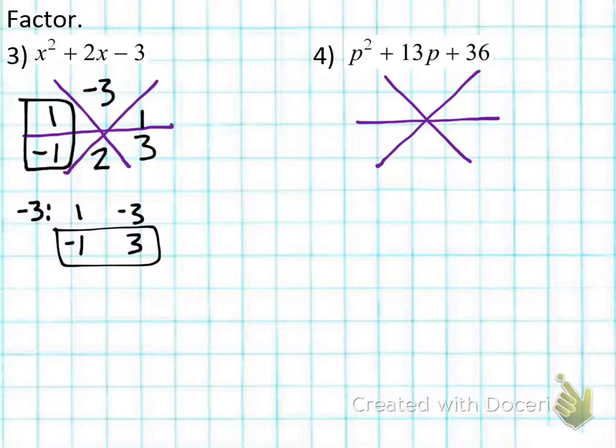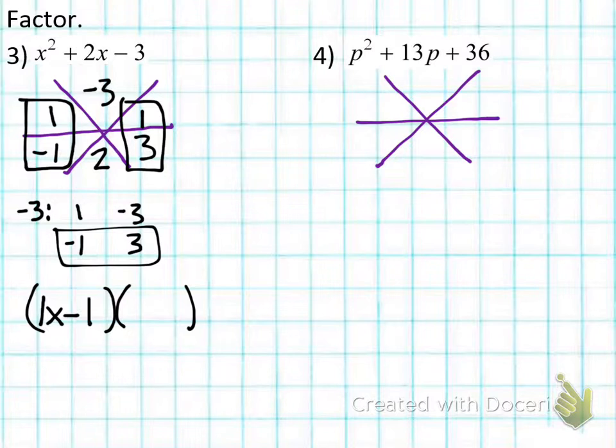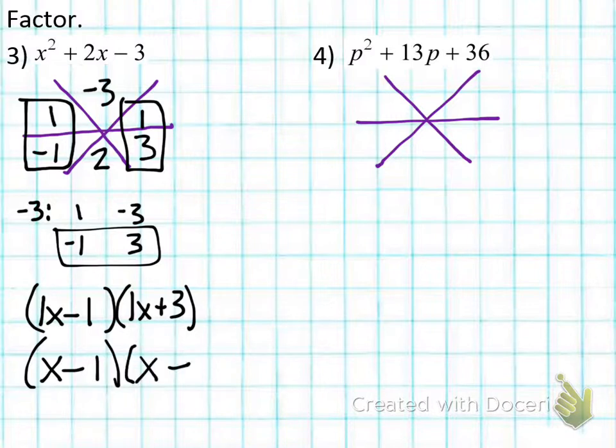Placing those here, looking at the fractions, I see that I can't simplify. So I'll write the factored expression. The first fraction gives me 1x minus 1. The second fraction gives me 1x plus 3. And again, I'll rewrite these without the leading 1 because it's not really necessary. Okay, moving on to number 4.